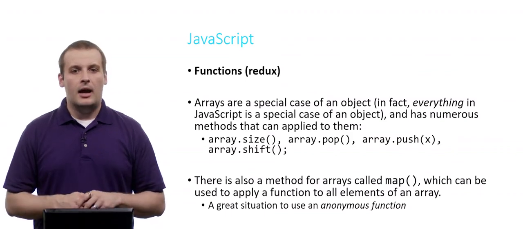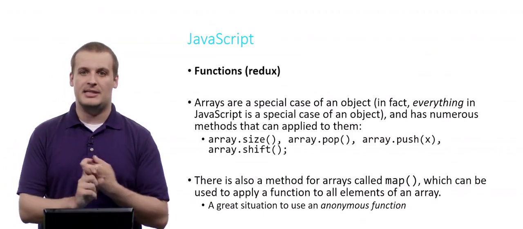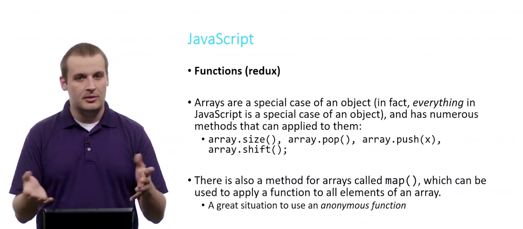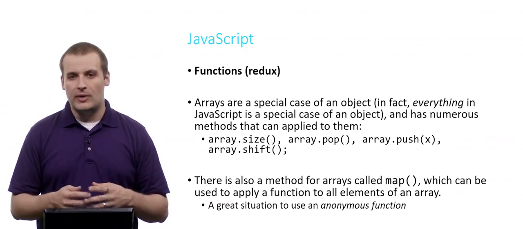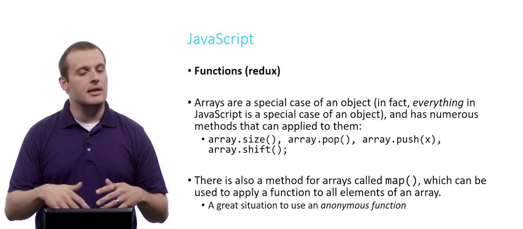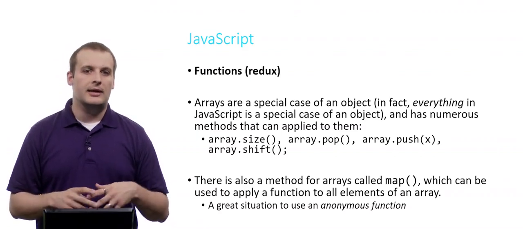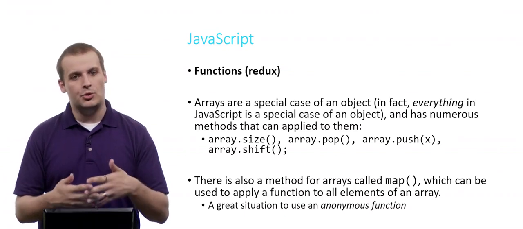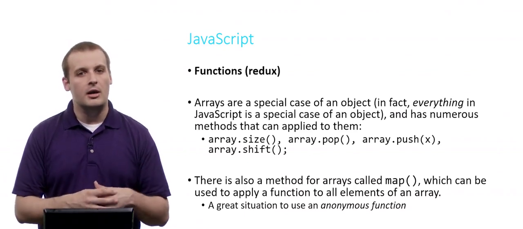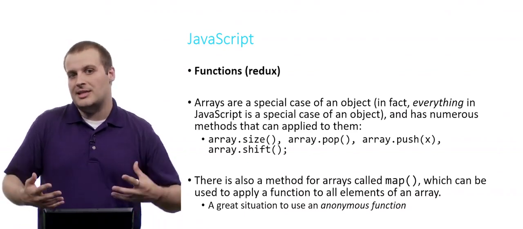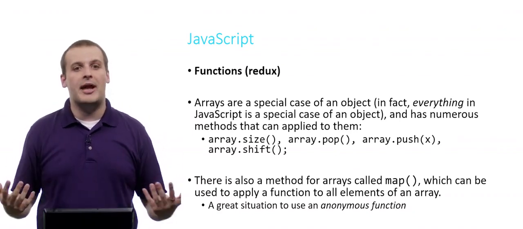So arrays are actually a special case of an object. And actually in JavaScript, everything is a special case of an object. Any variable, var x equals 44, that's an object that just happens to have 1 property. Arrays are an object that happens to have a number of properties and also some certain methods that can be applied to them. So we can call the size method, or pop, or push, or shift. And I'll leave it to you to do some research into what those different things are. But suffice it to say that they are functions that are basically so baked into what it means to be an array that we can just call them without having to write them in the first place.